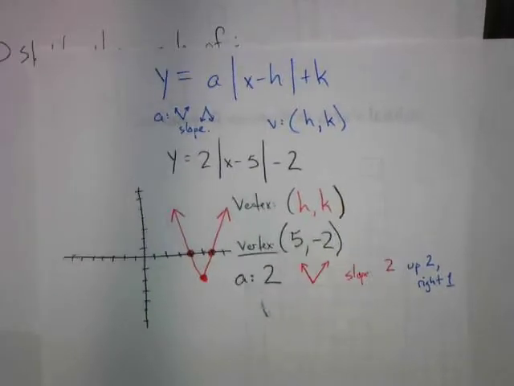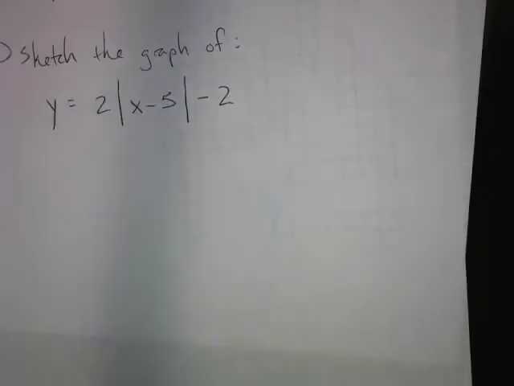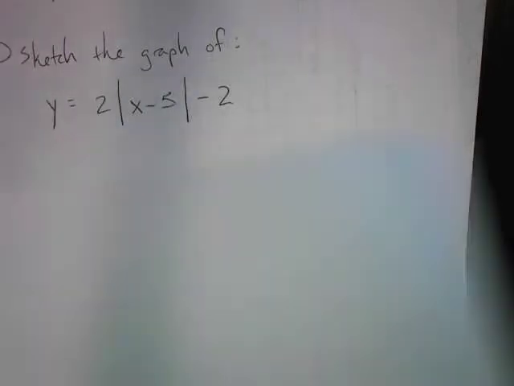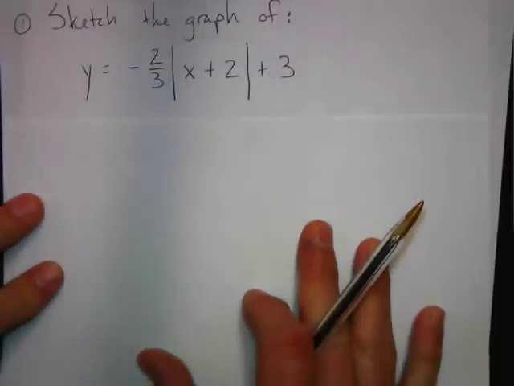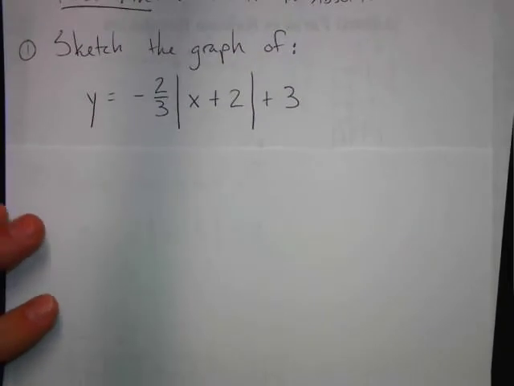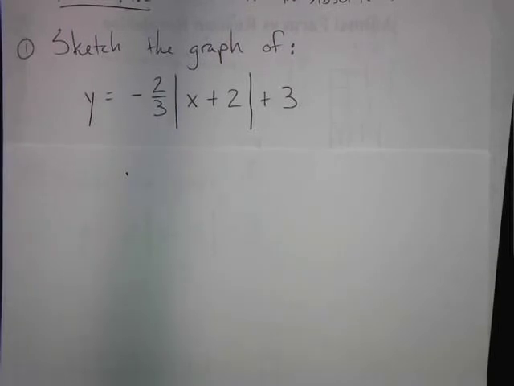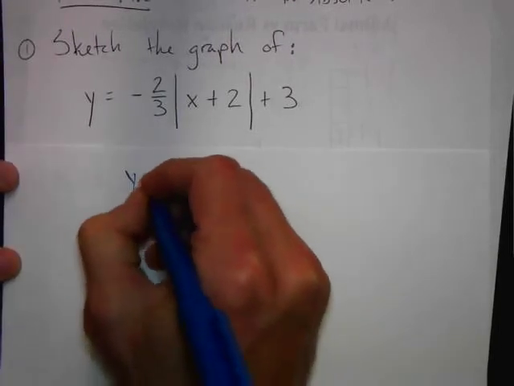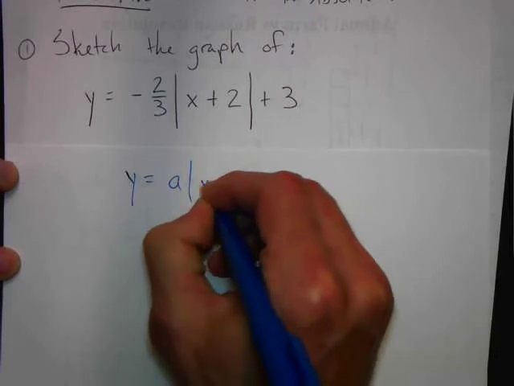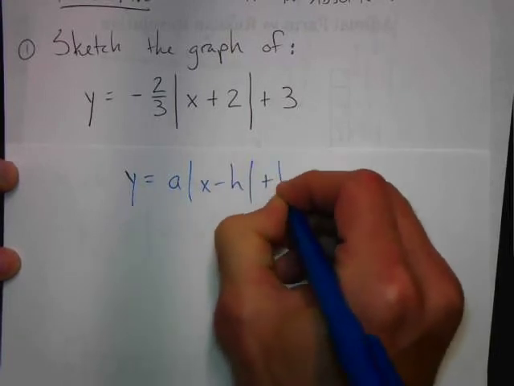I want to do one more problem so we can get some practice under our belt. And then we should be able to graph any type of linear style function. So here's that first problem. Now remember, vertex form of a parabola: a times (x minus h) plus k.